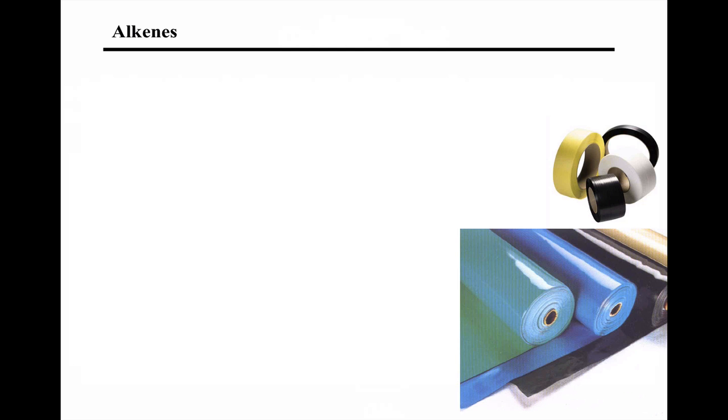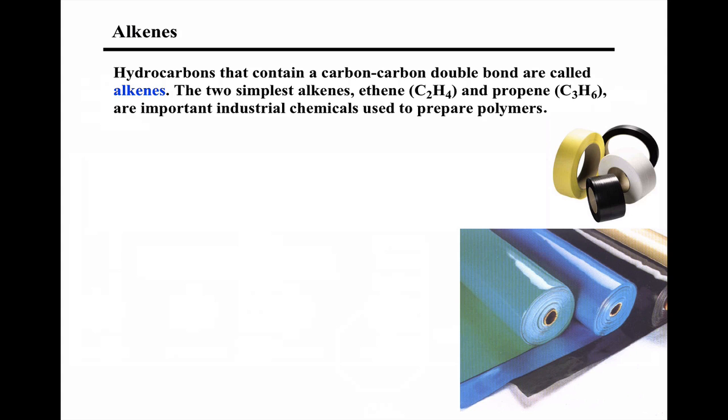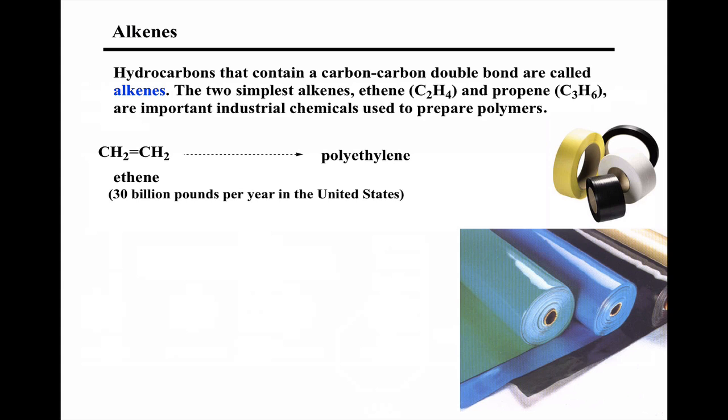So. Alkenes are another form of hydrocarbon. These are unsaturated, right? These things have pi bonds. The two simplest that we know of are ethene, C2H4, and propene, C3H6. These are industrially important, okay? So if you take ethene, you can get polyethylene.